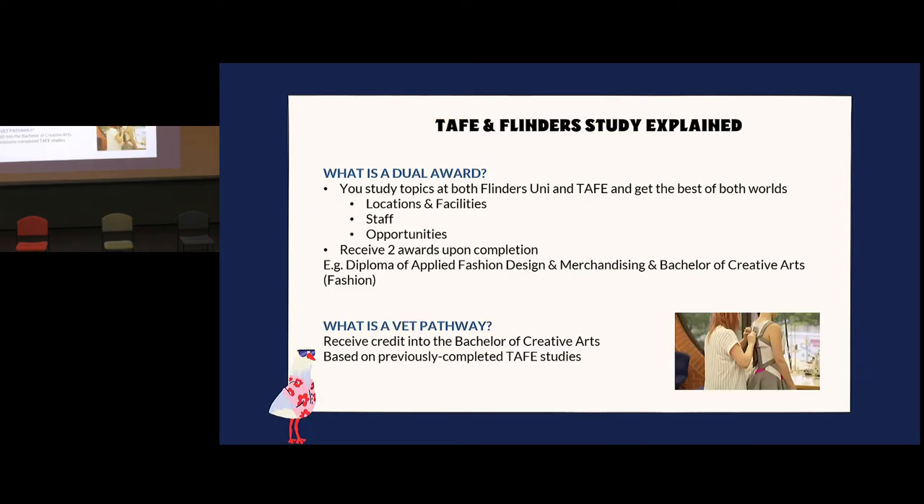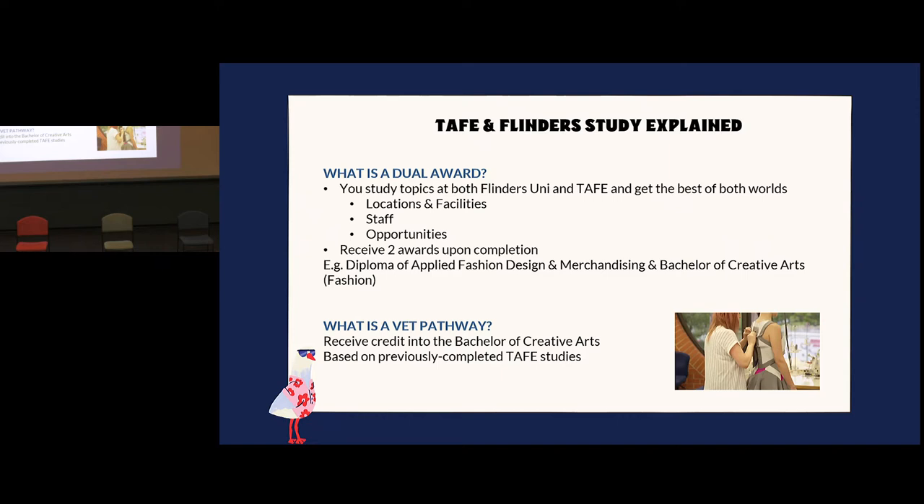The next series of slides, I'll tell you a little bit about how all this works. So a dual award degree, as I said, you exit the degree with both, for example, a Diploma of Applied Fashion and Design, Merchandising, and a Bachelor of Creative Arts degree. So you have two qualifications when you finish studying a dual award degree, which is, I think, pretty unique in the educational environment here in South Australia.